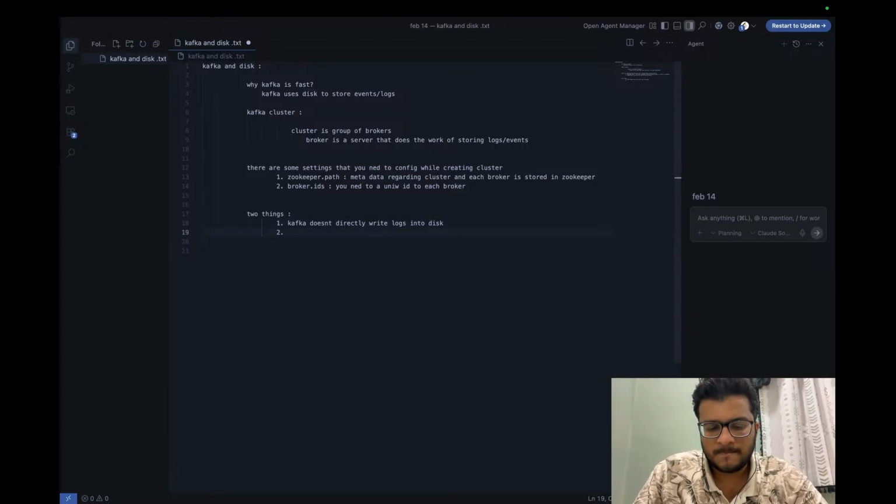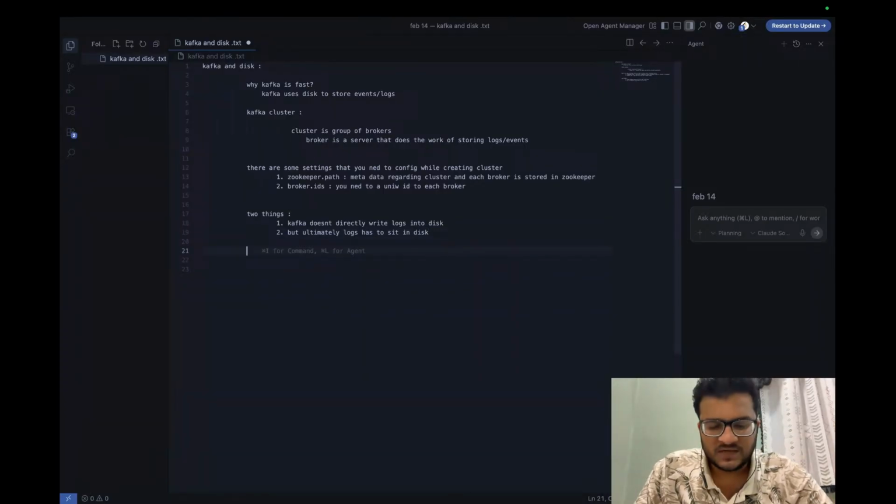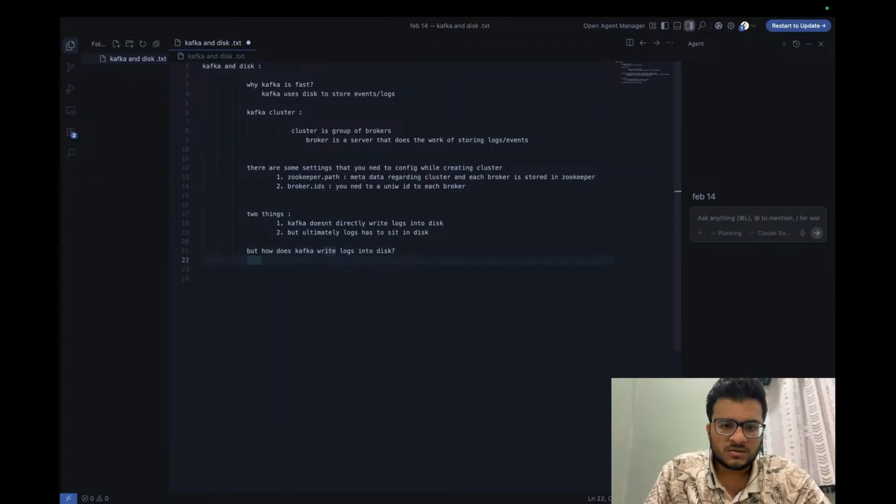Second thing is, ultimately logs have to sit in disk. This is the second point, which is almost equal to the first point. But how does Kafka write logs into disk if it is not directly writing? So when a producer, okay, I think there are some spelling mistakes.